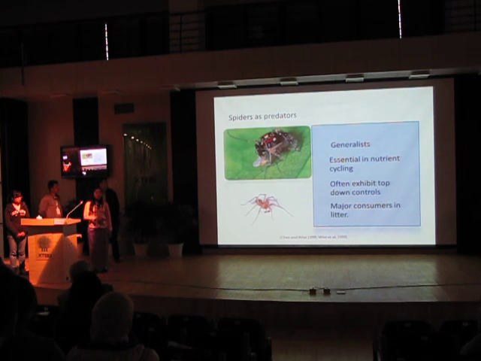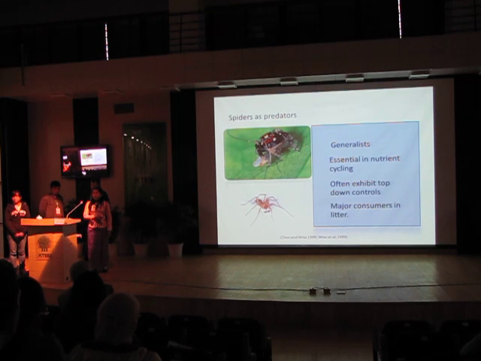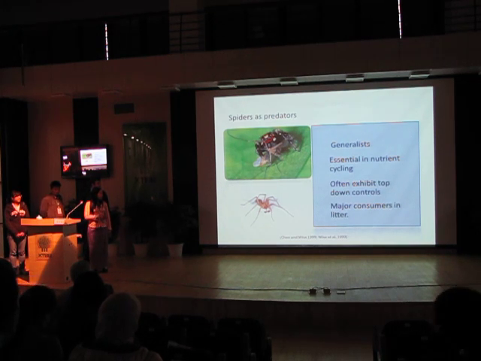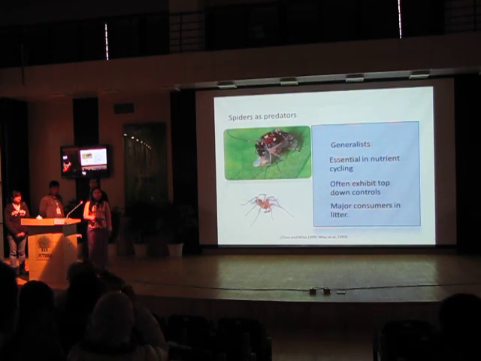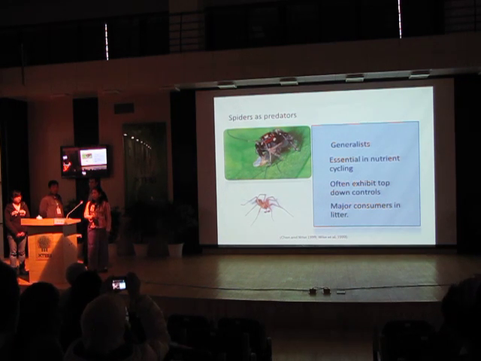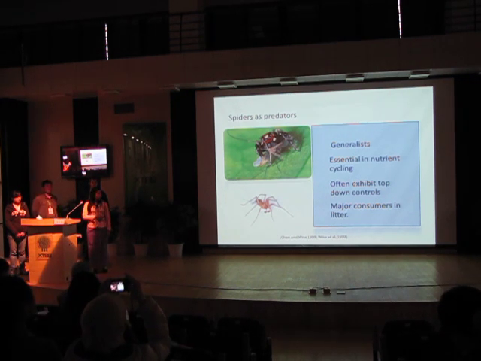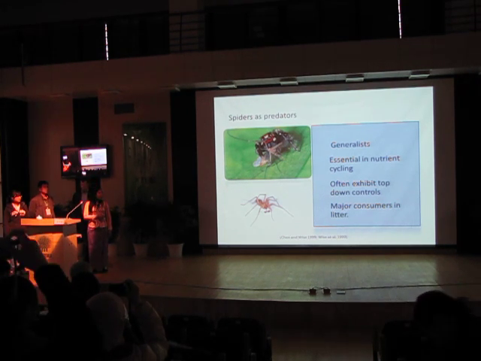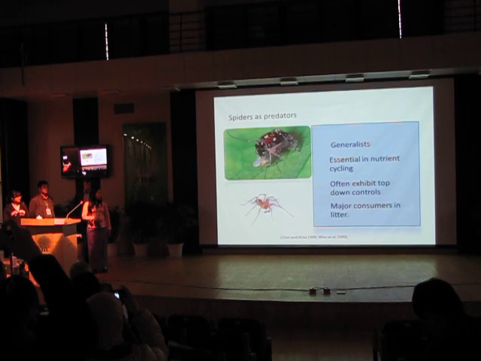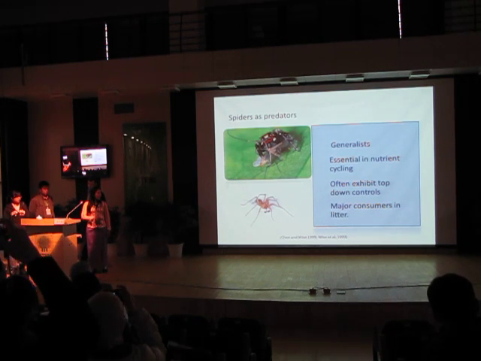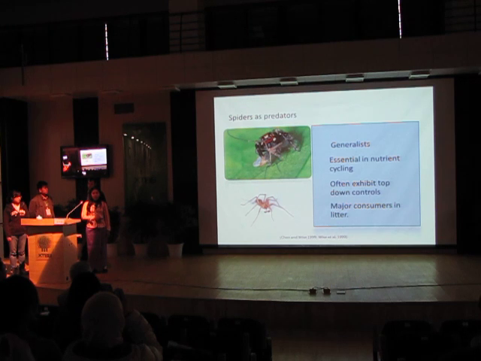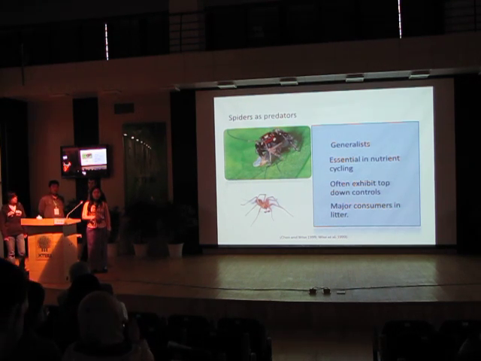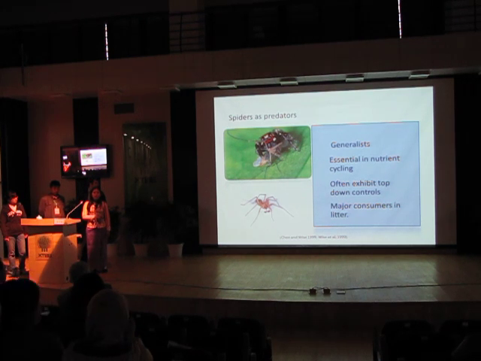Spiders as predators generally feed on insects and arthropods, including other spiders. They are essential in the nutrient cycle in nature, and often provide top-down control. Spiders are the major consumers in the forest food web.